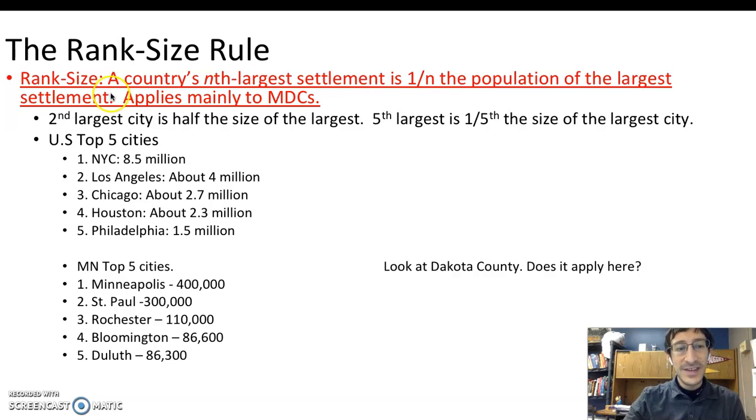If you look at the top 5 cities in the United States, based on 2010 census data, New York City had about 8.5 million people throughout its 5 boroughs: Queens, Bronx, Brooklyn, Manhattan, and Staten Island. The second largest city, LA, had about 4 million, so that fits pretty well. Chicago, about in between, about 2.75 million, so that's about a third. Houston, Texas, has about 1/4 of New York City, about 2.3 million, and then Philadelphia had about 1.5 million.